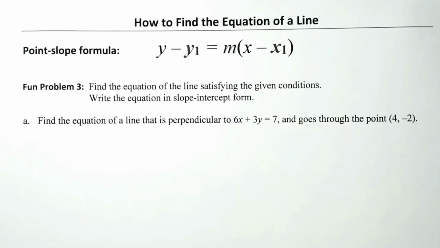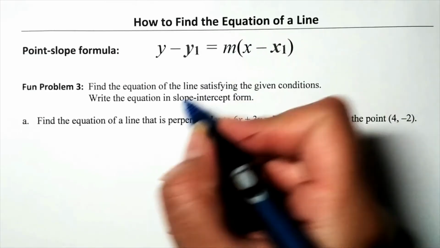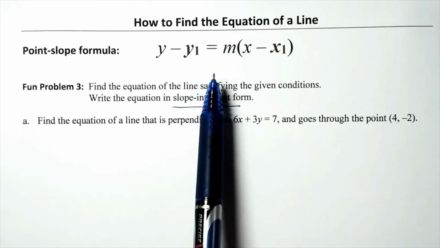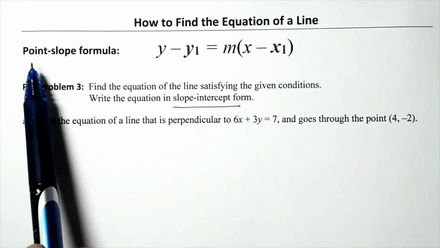Okay guys, so let the countdown begin with our last 2 problems. The directions are to find the equation of a line satisfying the given conditions, and then we are asked to write the equations in slope-intercept form. To find the equation of a line, we're going to use the point-slope formula. To find the equation of a line, we need a point and a slope.